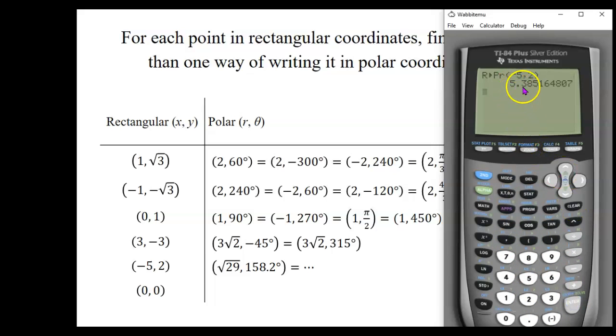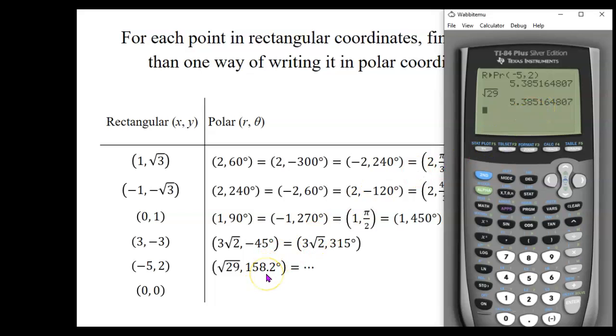It gave me 5.385 and so on. Now that comes from the square root of 25 plus 4, the square root of 29, which is 5.385 and so on.